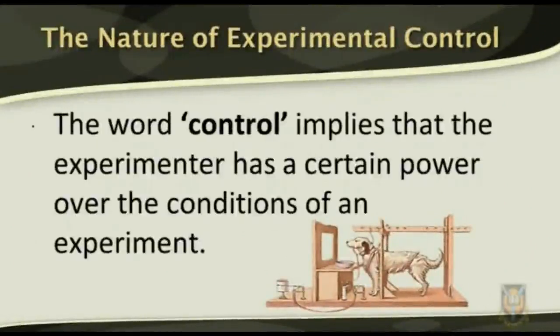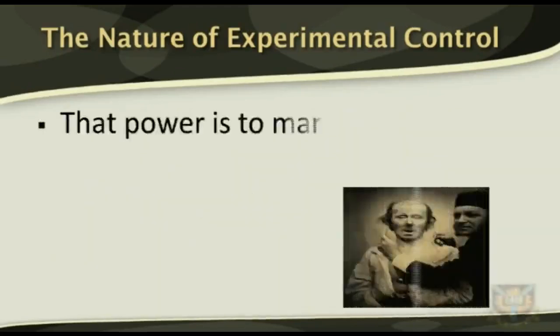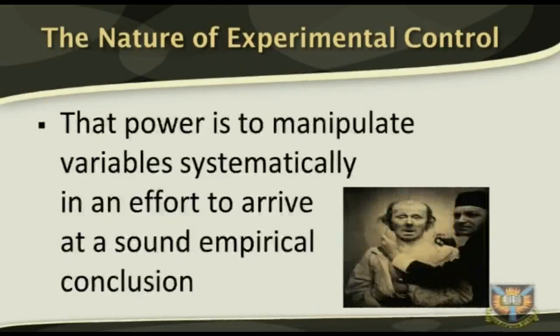Among the most striking advances in methodology was the recognition of the necessity for a normal control condition against which to evaluate experimental treatments. The problem of controlling a variable, a critical phase in the planning and conduct of experiments, requires particular vigilance. To start, the word control implies that the experimenter has a certain power over the conditions of an experiment. That power is to manipulate variables systematically in an effort to arrive at a sound empirical conclusion.